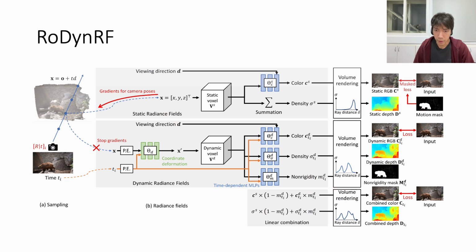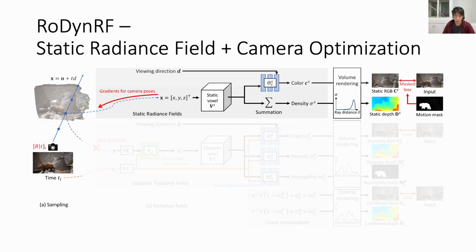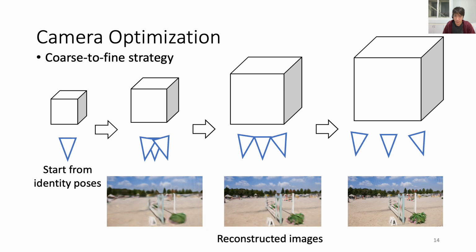This is our overall framework. We model the dynamic scene with static and dynamic radiance fields, both with explicit voxel grids. We will first talk about how to reconstruct the static radiance field and optimize the camera poses. The computed gradients backpropagate not only to the static voxel grid and MLPs, but also to the camera parameters. We apply a coarse-to-fine strategy by gradually increasing the voxel resolution and initialize the camera poses with identities. In this way, we can gradually reconstruct sharper images along with accurate camera poses.